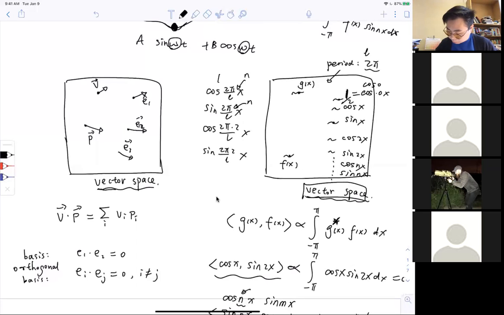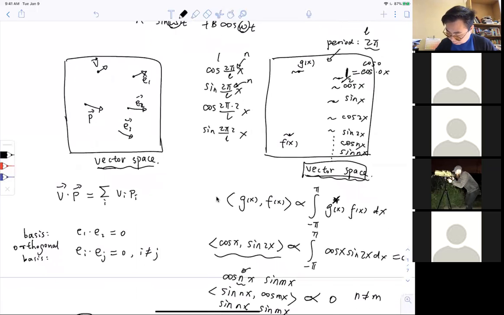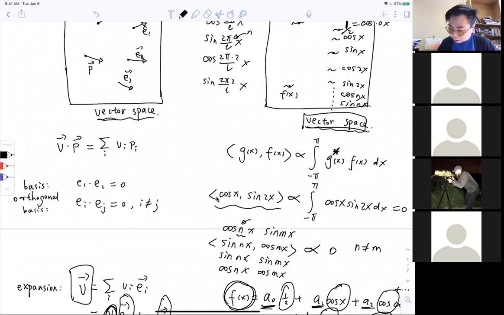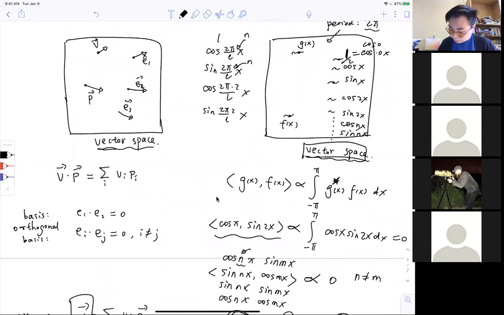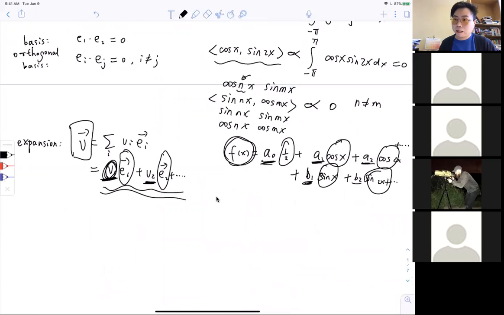Yeah. The point I want to make is they're kind of similar, and you can regard this kind of 1, cosine x and sine x as the basis of this infinite dimensional vector space, and any element in that vector space is a periodical function, and we can expand that periodical function using this basis.